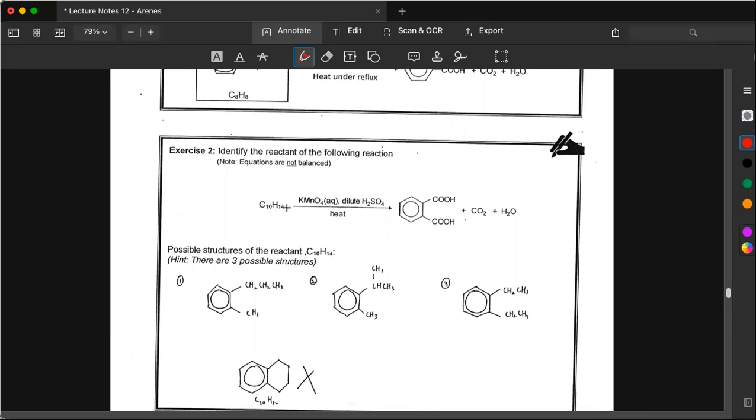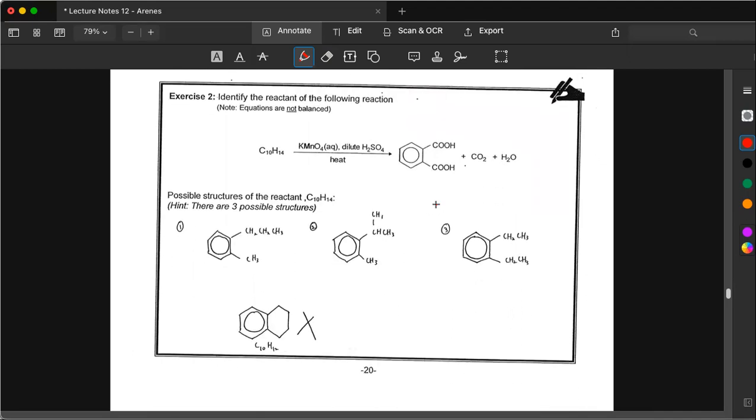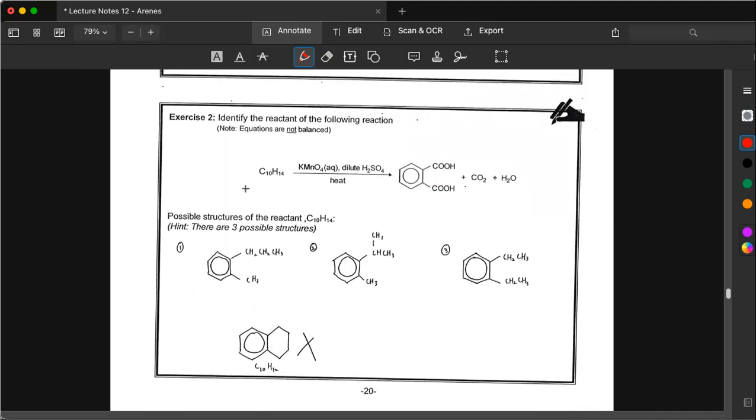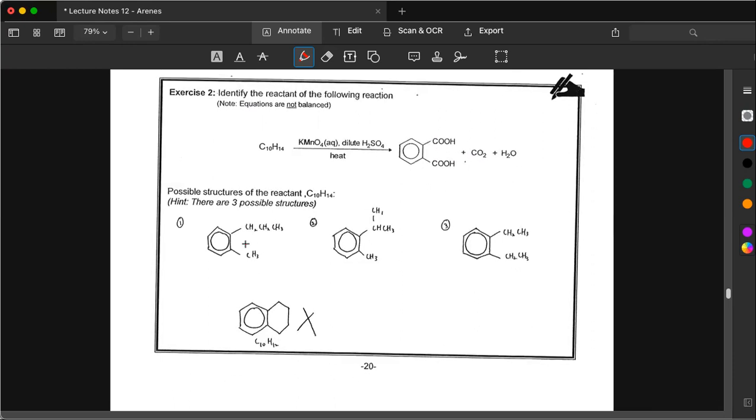Identify the reactant. So what is this? This one is working backward. So they give you this, and you identify backward. So it could be, because it's C10. Out of 10, 6 must be the benzene ring. So left with how many? 4. So here is 1, 2, 3, then there's one extra one. So there are 3 possible structures. I cannot pinpoint which exactly, but it's just possible.